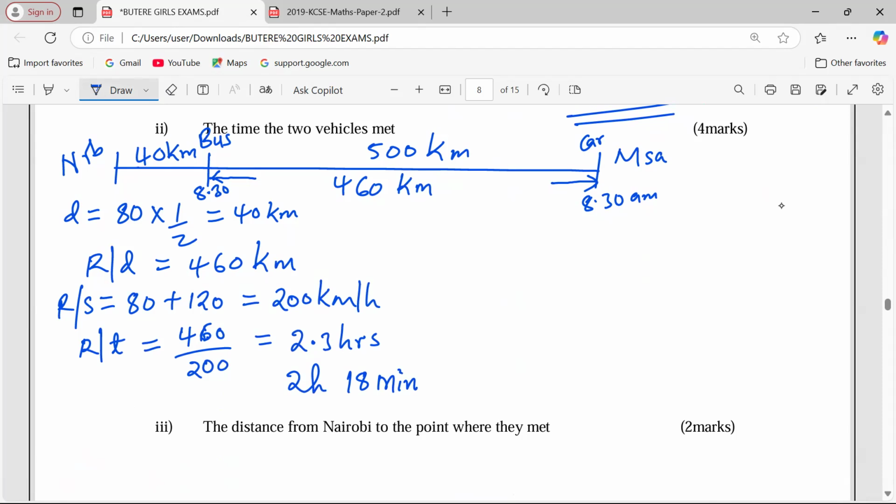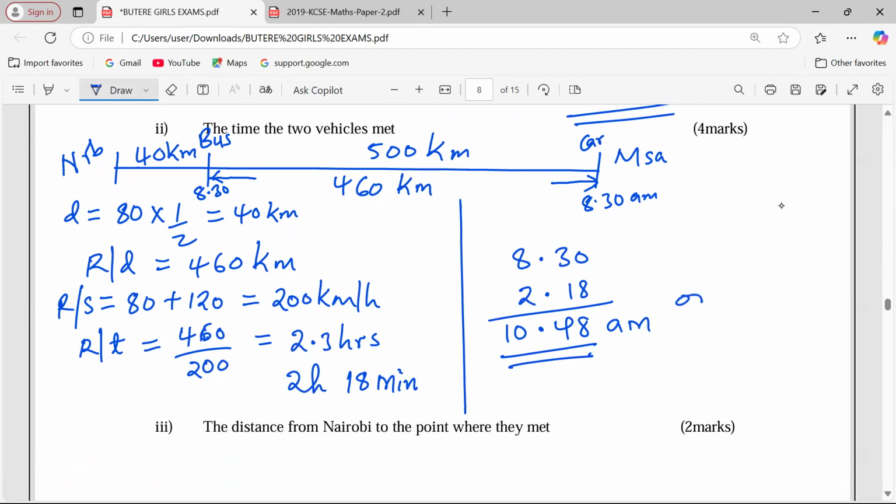If they will take 2 hours and 18 minutes to meet, and it's from 8:30, then they will be meeting at 10:48 a.m. the same day. This can also be called 10:48 hours in the 24-hour clock system. So that is the time they are going to meet.